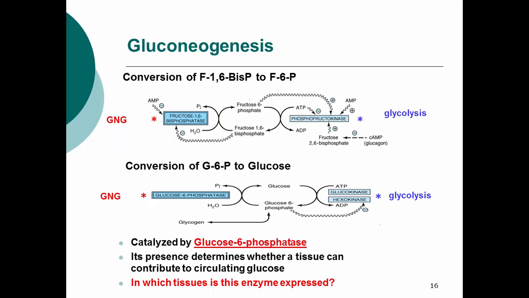reaction, or the last reaction in the cytosol in gluconeogenesis, involves the enzyme called glucose 6-phosphatase, right? Again, this is the last reaction in gluconeogenesis, and this enzyme converts glucose 6-phosphate to glucose. So it removes the phosphate group from the glucose and releases the free glucose, right? So this enzyme again is very important, the key enzyme that determines whether this tissue is able to release glucose, right?